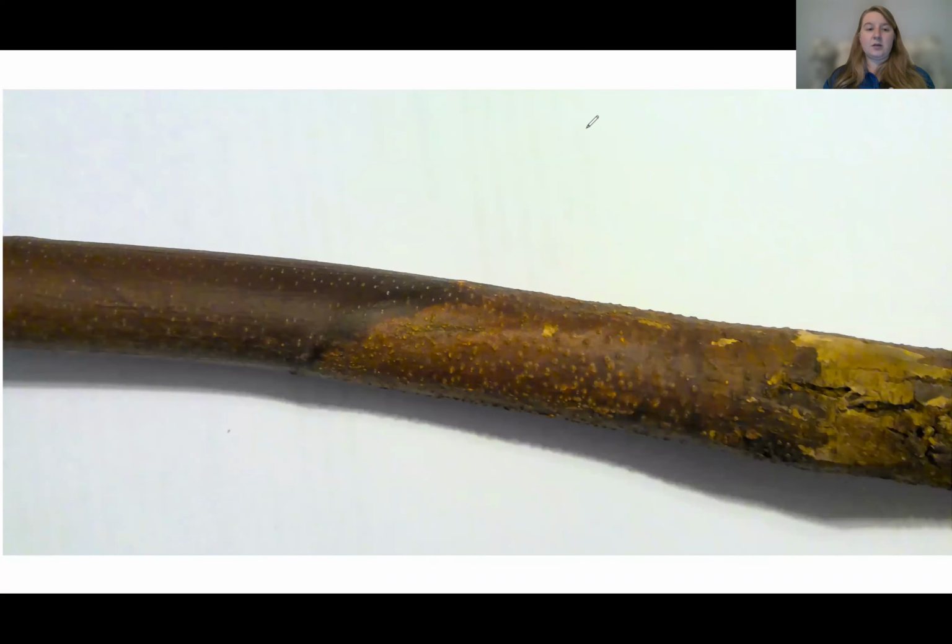Then making sure that if you are pruning out disease, clean those pruning tools as frequently as you can. Making sure that you clean it after every cut is ideal.